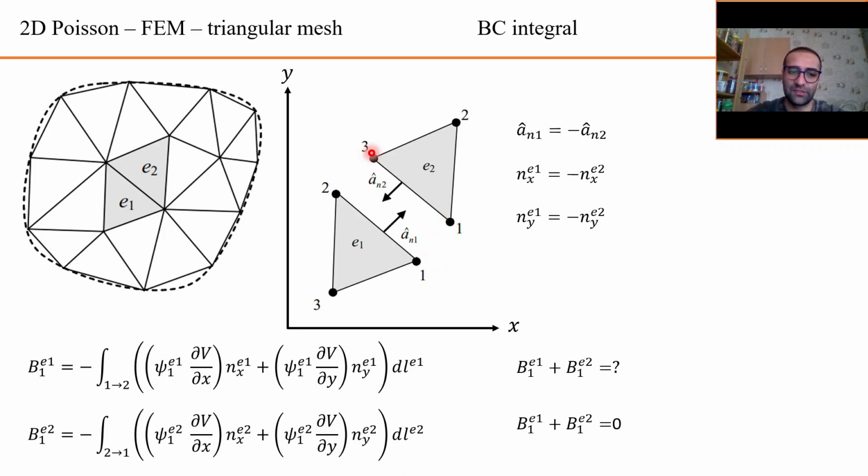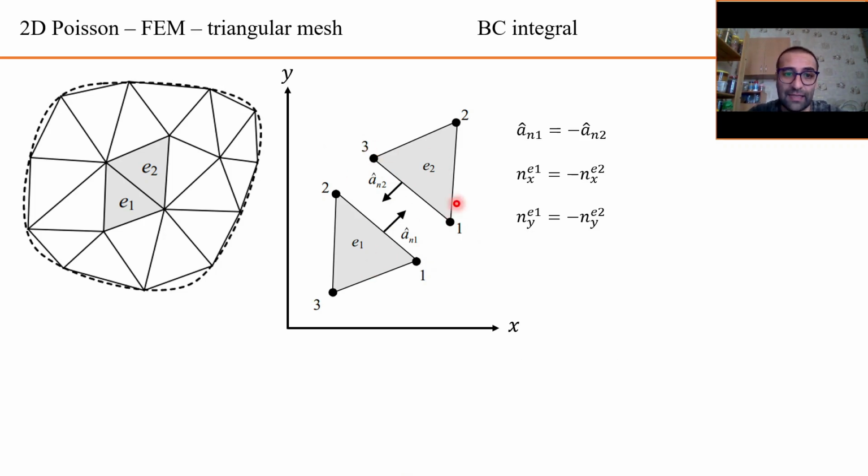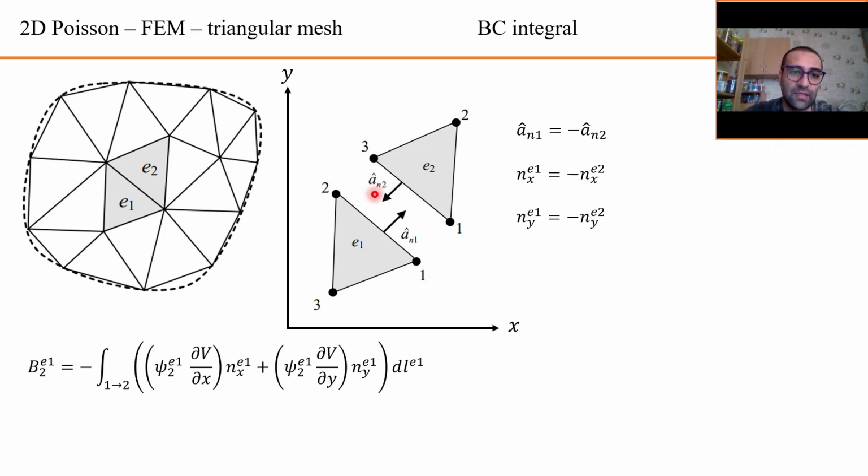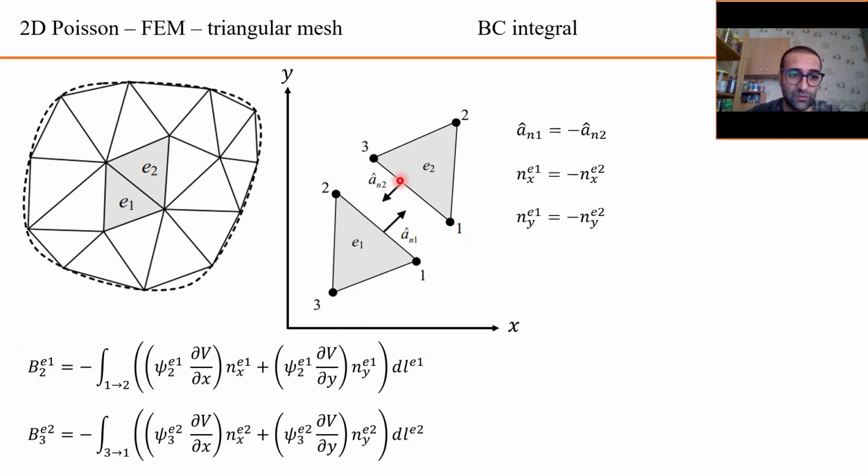Therefore, we have identical shape function over this path for element number 1 and element number 2. For example, if again we try to calculate the contribution of node number 2 on the b vector from element 1, it will be like this, and node number 3 from element 2, it will be like this. Again, if we substitute the normal vector from this relation, a negative appears here, and it will be plus, and these two terms will cancel each other.